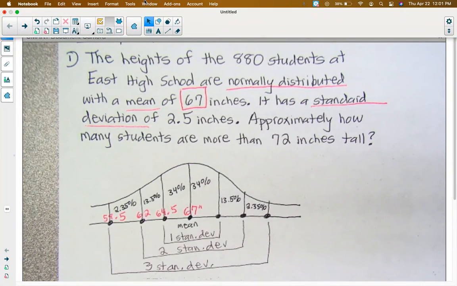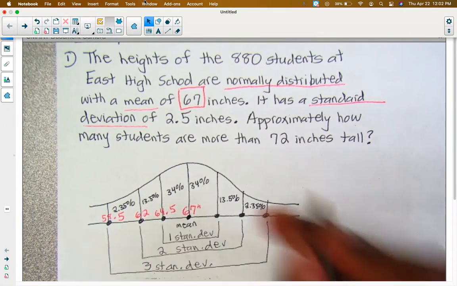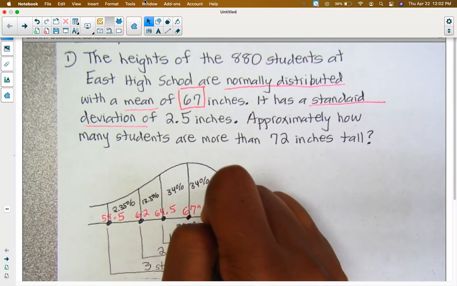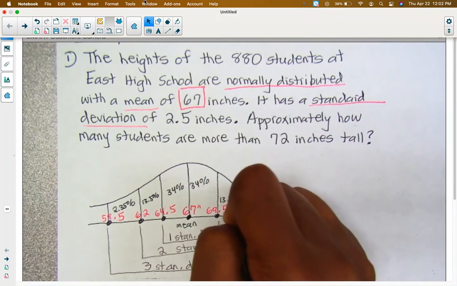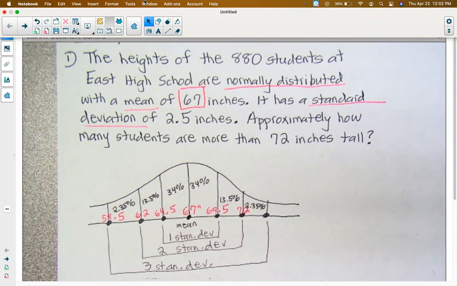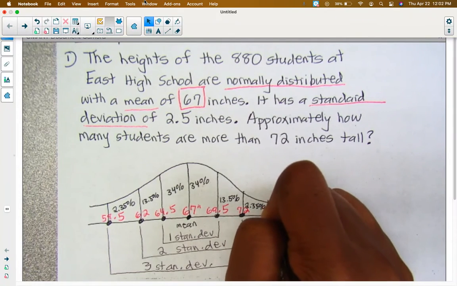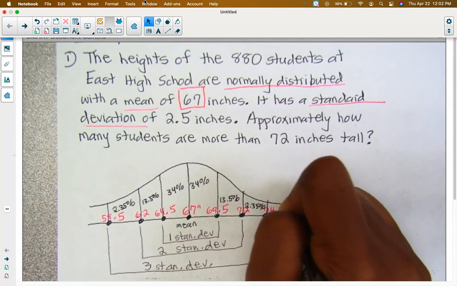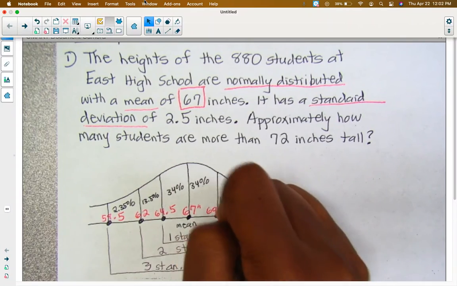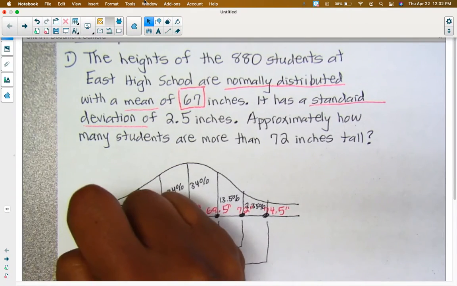Now I'm going to add 2.5 because that's my standard deviation. That's going to give me 69.5. This is going to give me 72. And then the last one's going to give me 74.5. And all of these are inches.